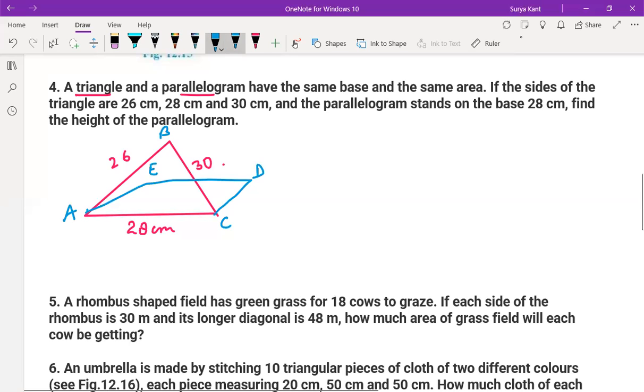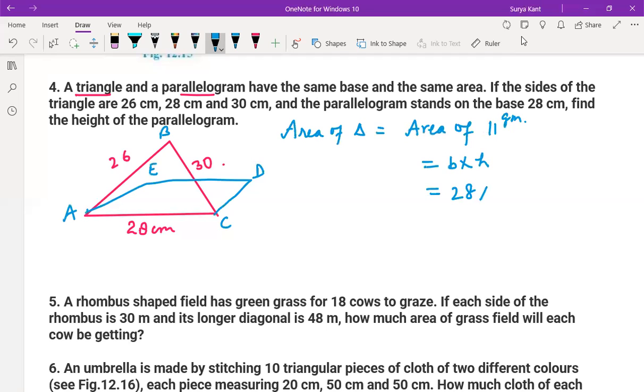See what you write here. You just write here: area of triangle is equal to what? Area of parallelogram. That's it. And area of parallelogram is what? Base into height. Where we know already base 28, and we can find height if we know the area of the triangle. And area of triangle we can easily find.